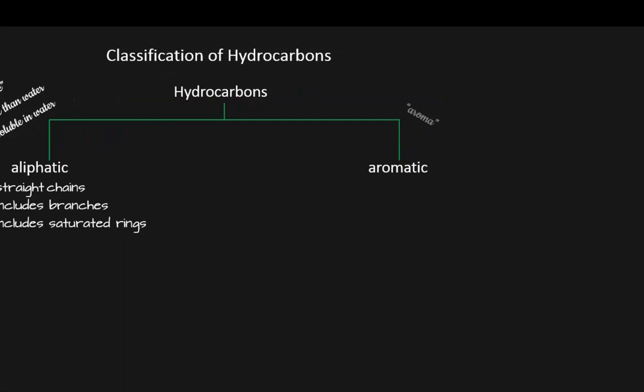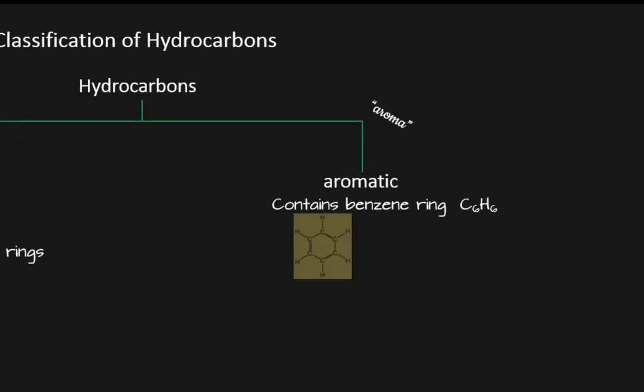They contain the word aroma. So they are known to have smells and odors, some of which are pleasant and some very much not. The key ingredient of aromatic compounds is the presence of the benzene ring, whose molecular formula is C6H6. It can be represented like this.